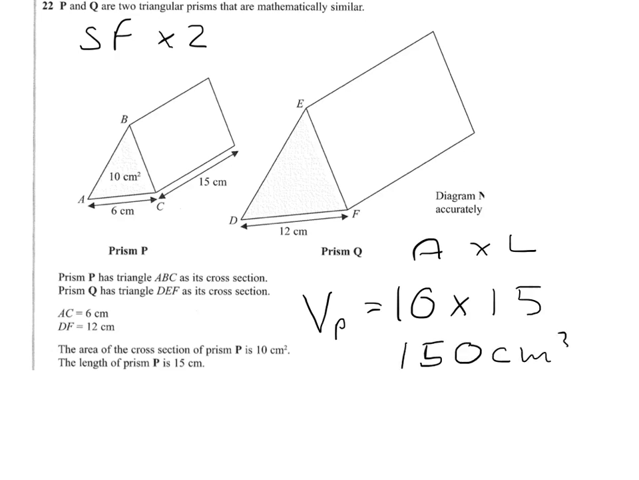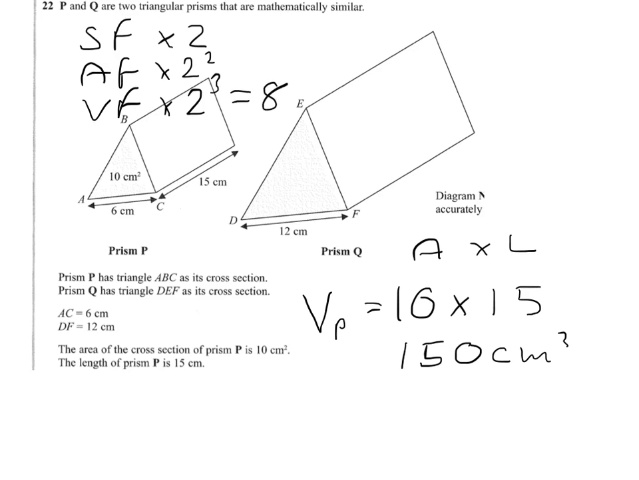Now, you should know that if the scale factor is times 2, the area factor is times 2 squared, and the volume factor, because we're dealing with 3 dimensions, is times 2 cubed, which is times 8.